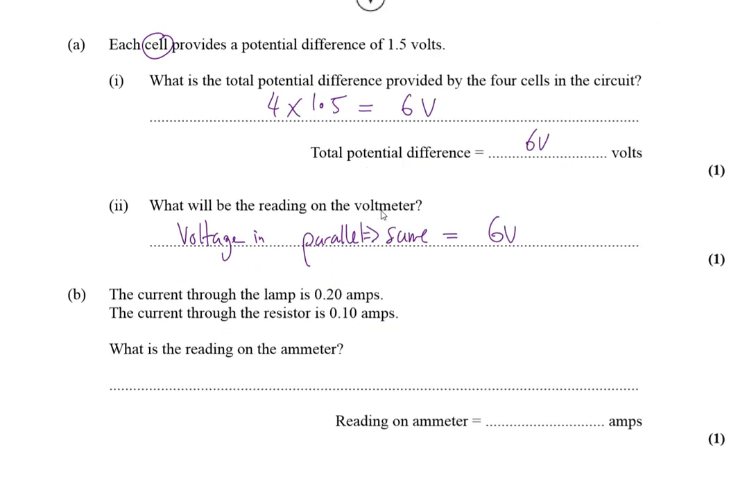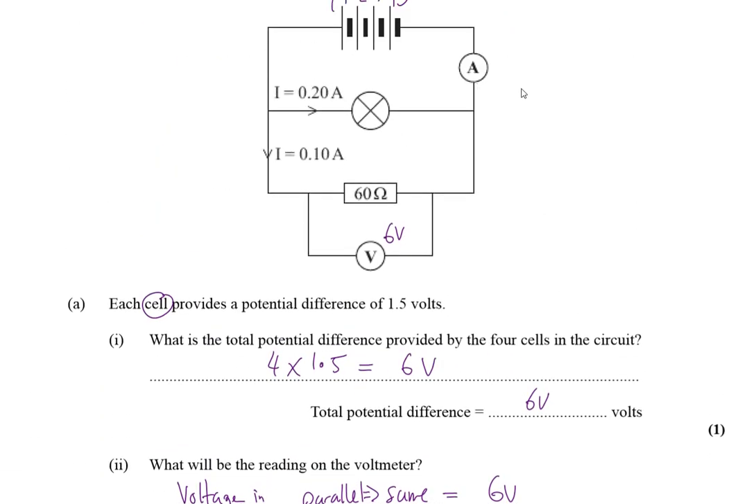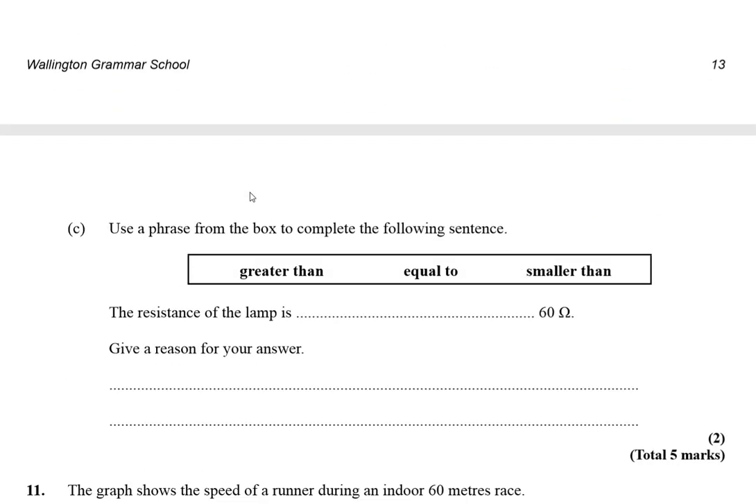Now, what is the reading of the ammeter? Now we know that current in parallel splits. Therefore, this current goes in, this current goes in and they add up, and this one here goes back, and then they split up. So therefore, it's going to be 0.2 plus 0.1. This will be 0.3. Answer 0.3, and this is the working out. Hopefully, this will make sense to you.